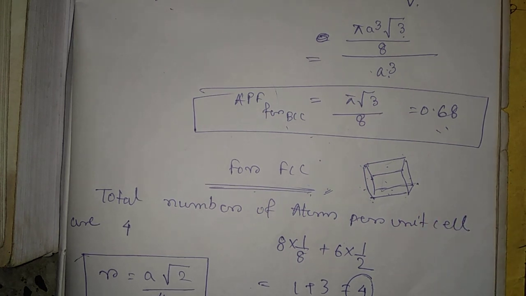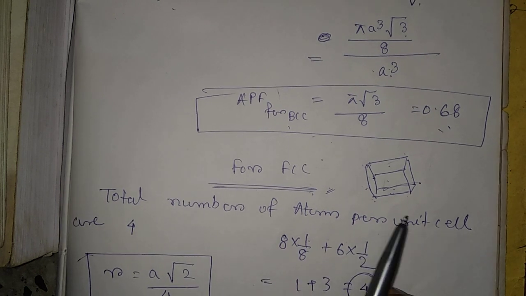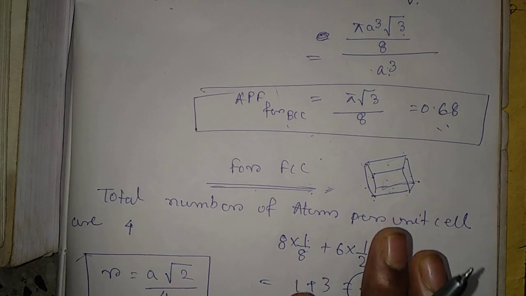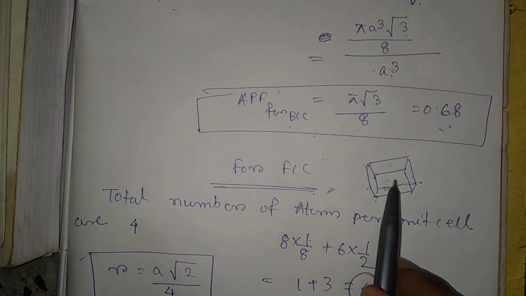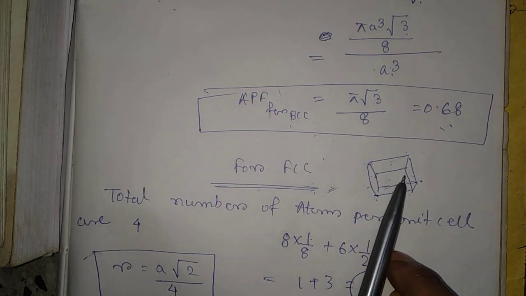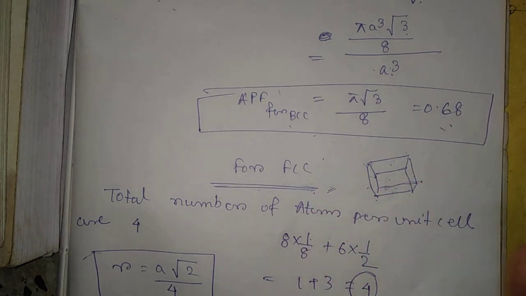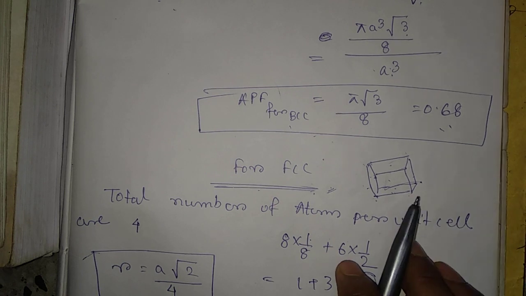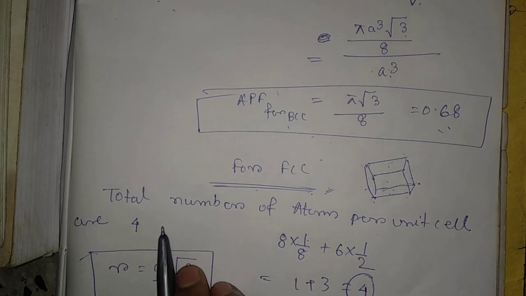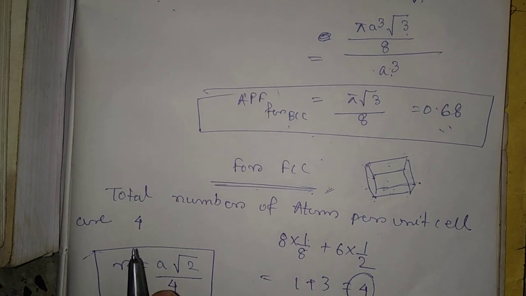Now the important question is: what is the total number of atoms? Because you know that there are 8 corner atoms, and the atom in each face in face centered cubic is not in one unit cell. They are shared with the other or neighboring unit cells. Okay, they share. So the actual total number of atoms per unit cell is 4.